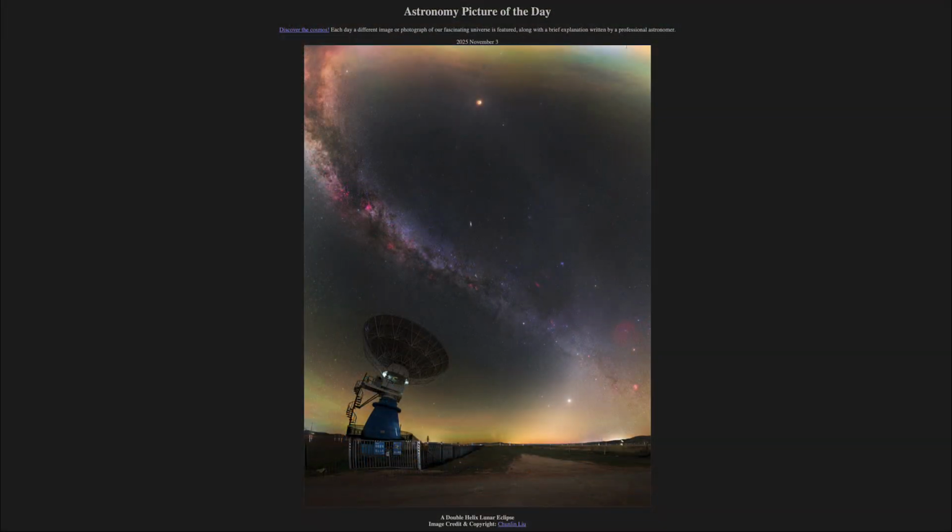So that was our picture of the day for November 3rd of 2025. It was titled A Double Helix Lunar Eclipse.